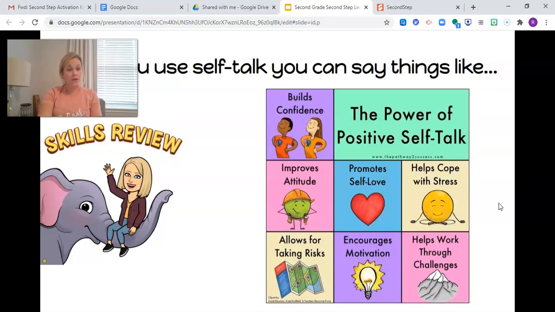Instead of calling yourself a bad name and using negative self-talk, you can turn it into a positive, and you can use it as a challenge and say, even though I didn't do what I wanted to do or my best this time, I tried really hard and I learned from my mistakes, and I'm going to do even better next time.